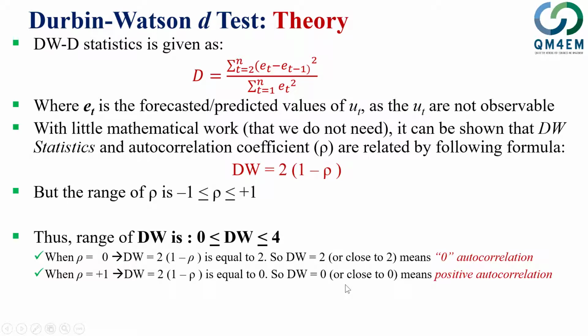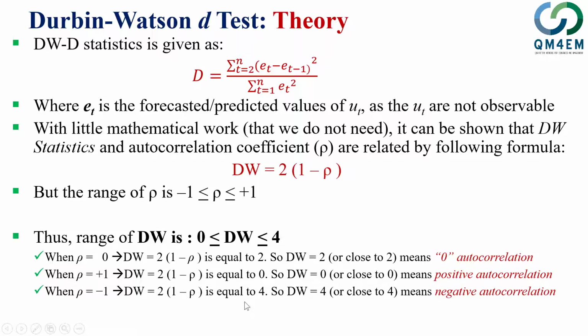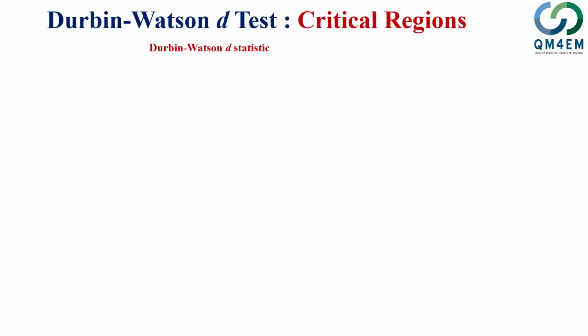Similarly, when we put -1 in this equation, the dw value becomes equal to 4. So that's an indication that there is a negative autocorrelation. Now please keep in mind that you will not get exactly 2, 0 or 4. Rather, you will get a value closer to 2, closer to 0 and closer to 4, and accordingly we decide, or we may suspect, whether there is no, positive or negative autocorrelation. So now let me show you the critical regions for the Durbin-Watson D statistic.